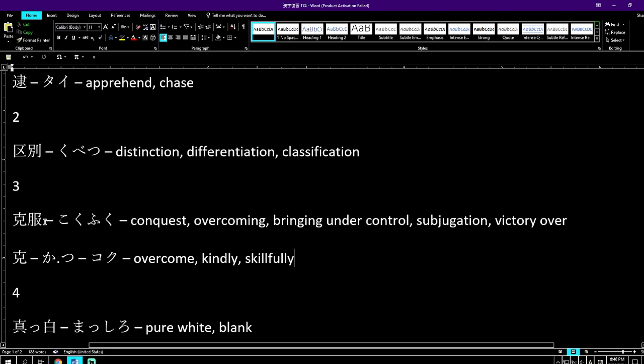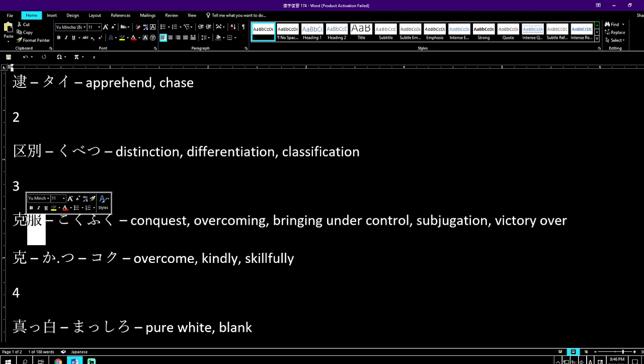On the right side, we have clothes. And I don't really have a way to give you the meaning of why this is conquest or overcoming, but kokufuku, conquest or overcoming, is skillfully overcoming clothes themselves. Kokufuku. Katsu or koku is to overcome kindly or skillfully.